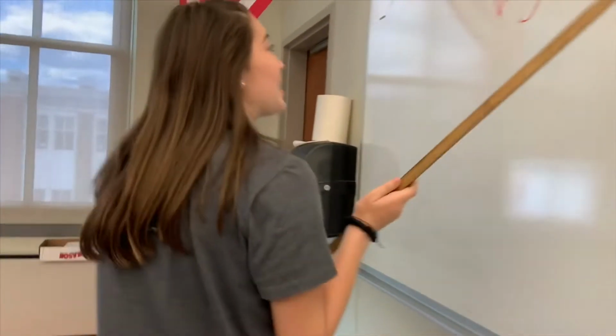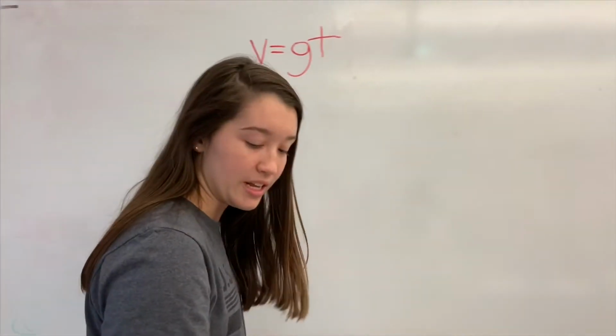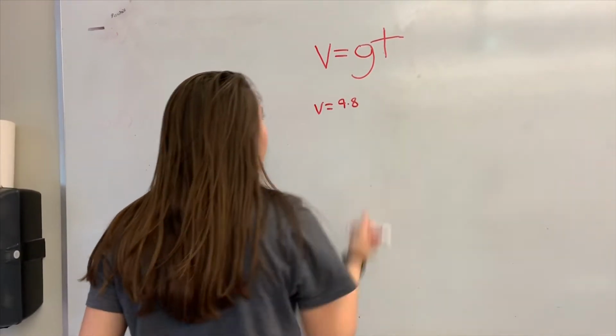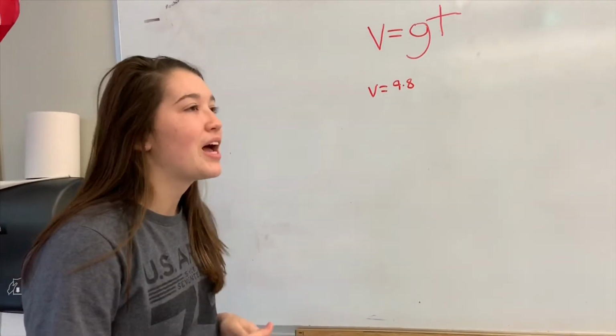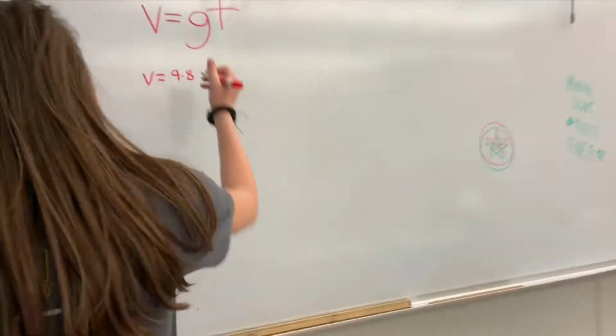As you see, we have our equation here, which is v equals gt. So, for instance, acceleration due to gravity would be 9.8 meters per second. And then the time that I'm falling out of the window. So, let's pick an amount of time. Let's say 2 seconds. Alright, so let's plug in 2 seconds here.